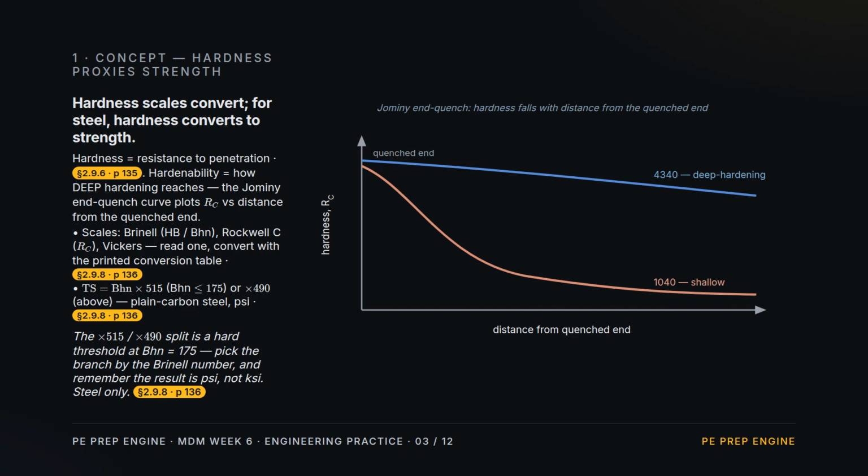The payoff is the hardness to strength conversion for plain carbon steel. Tensile strength is the Brinell number times 515 below a hardness of 175, and times 490 above it. The result is in PSI, and it is a steel-only relation, not for non-ferrous metals.